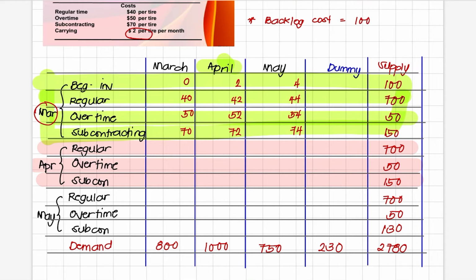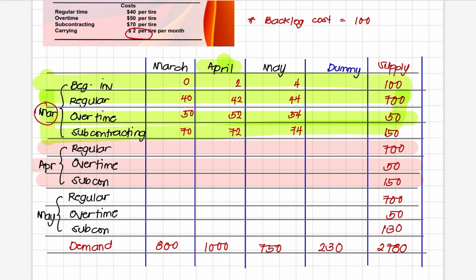Pag sinabi kasing backlog, so these are items na pinramis mo na i-deliver mo siya. Let's say, ngayong buwan, today is January. So, naubos na yung stocks mo. Pero, you have an order right now in January. So, mangyayari, sa February mo pa siya pwedeng i-deliver. So, backlog na yun sa'yo. Okay? So, anything na hindi mo na-produce at that time na kailangan mo siya, that is already a backlog.